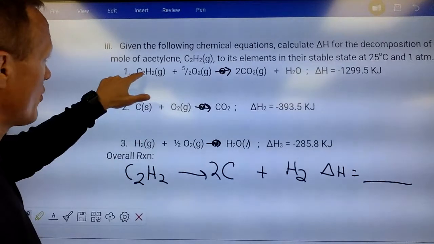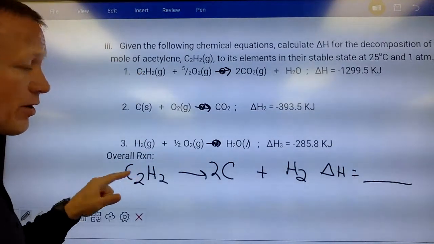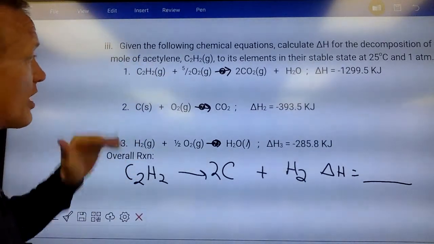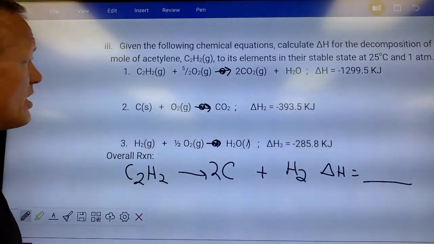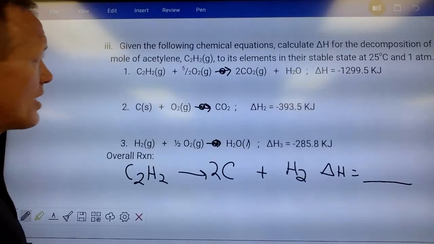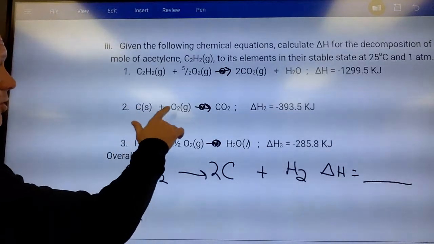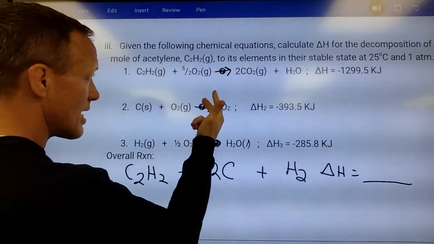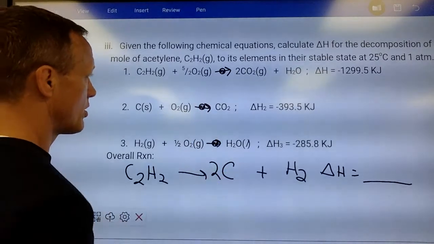So at the end, we want a mole of C2H2 on the left-hand side. We've got a mole there, so we probably want to keep that the way it is. So probably not change the top one. We need 2 moles of carbon at the end on the right-hand side. And I don't see carbon anywhere by itself except for right here. So we probably need to flip this one and double it to get to 2 moles of carbon.